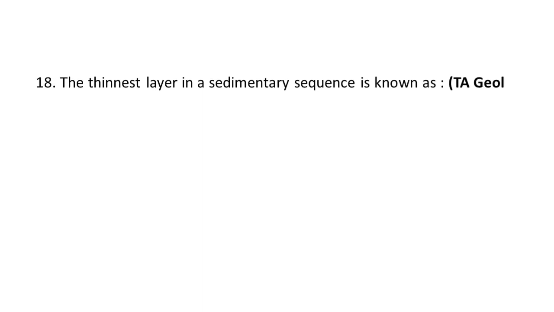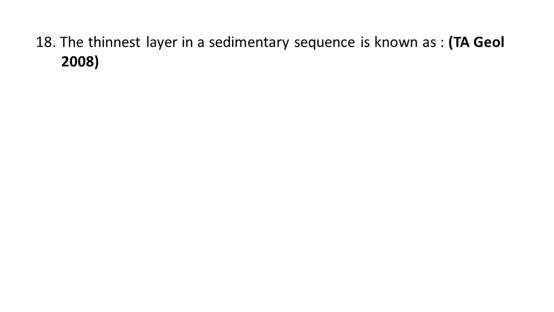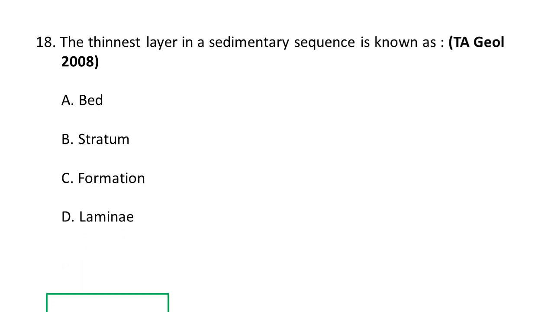Next question. The thinnest layer in a sedimentary sequence is known as A. bed, B. stratum, C. formation, D. lamina. The thinnest layer in a sedimentary sequence is known as a lamina, which is a unit of less than 1 centimeter in thickness, and a unit of greater than 1 centimeter is called a bed. So the thinnest layer in a sedimentary sequence is known as a lamina.